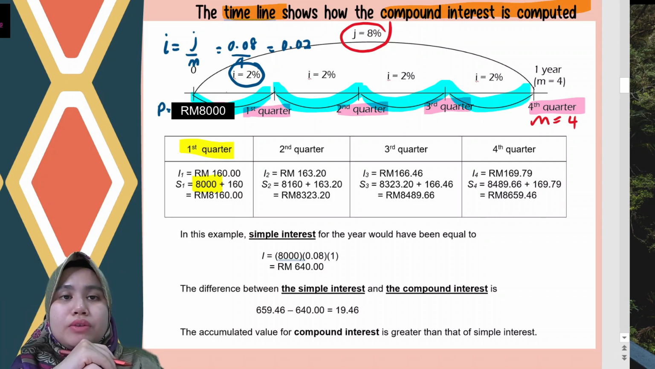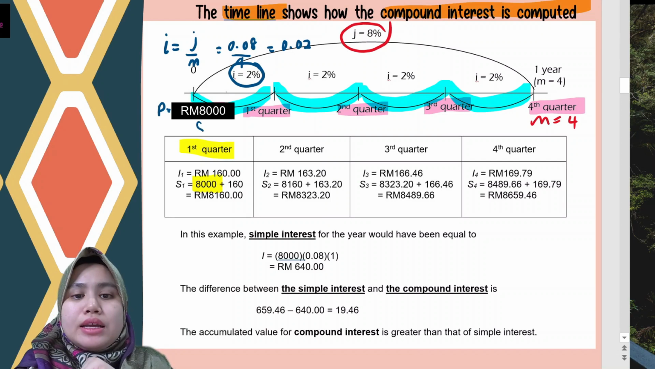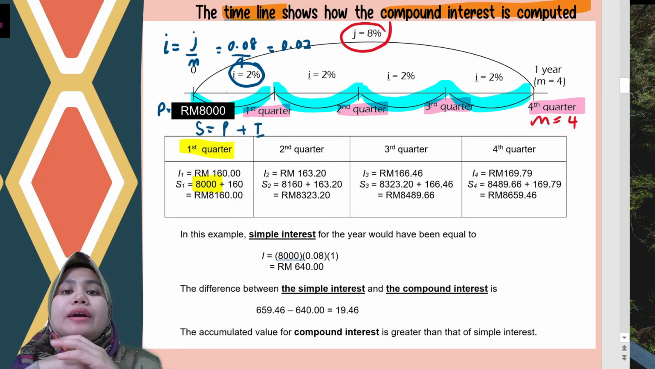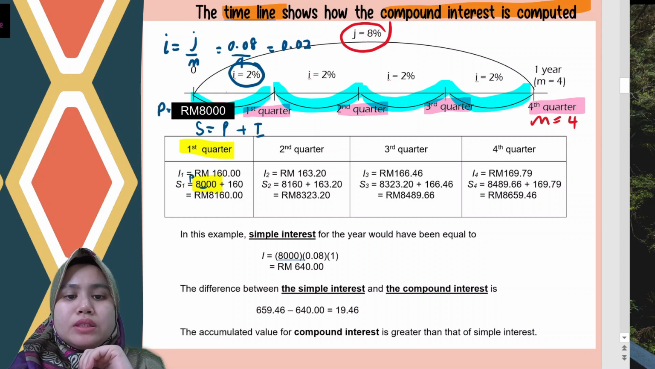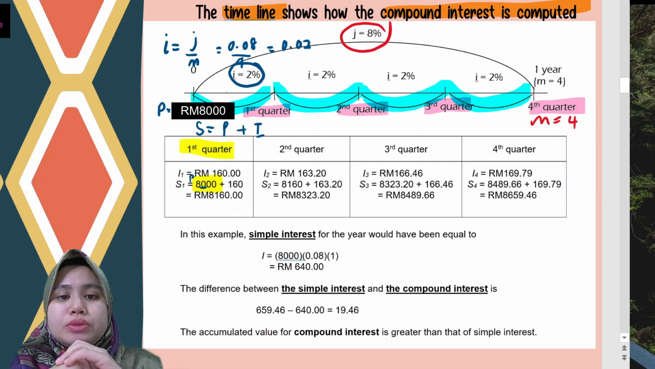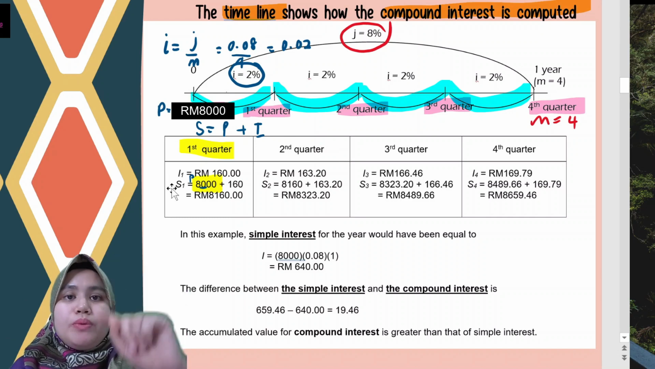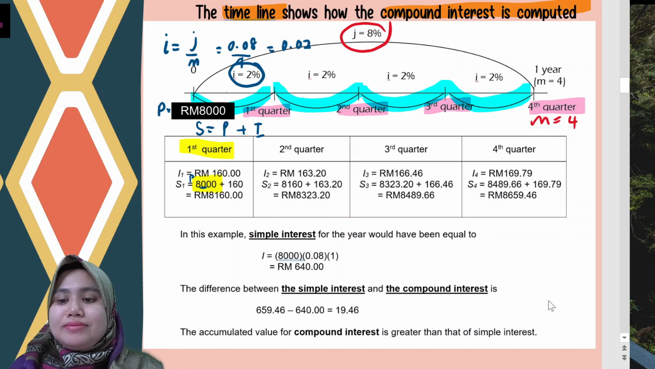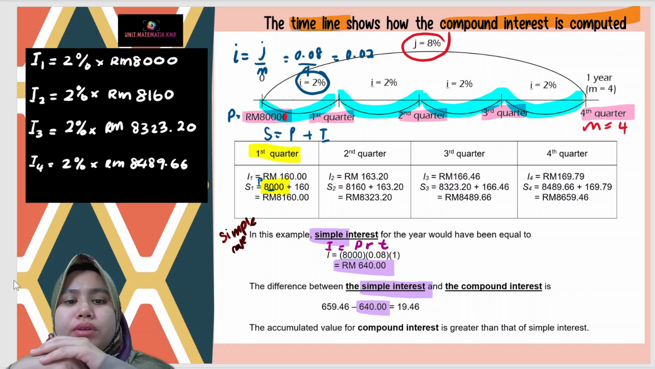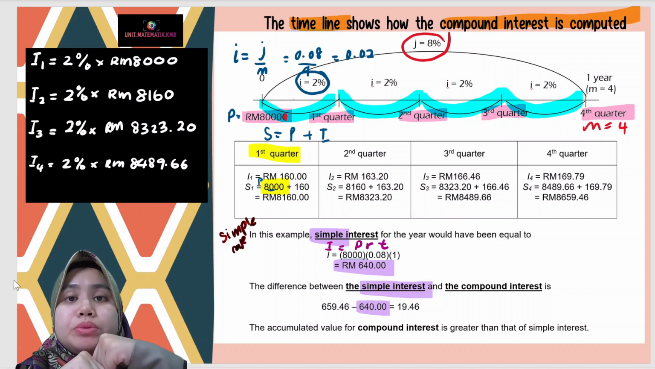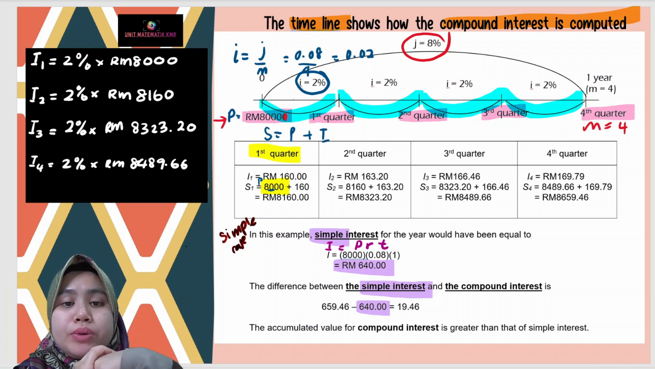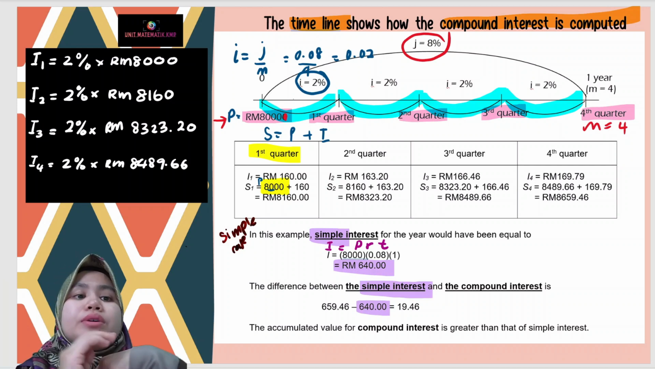So let's look at the calculation for our first quarter. For you to find your S, you must add: S is equal to your principal value plus I, your interest. So 8,000 is your principal. This is your P. So how do you want to find your I there? We want to understand that part. As you see here, there is a correction in your books. Your P is 8,000, not 80,000. So let's focus on our first quarter.